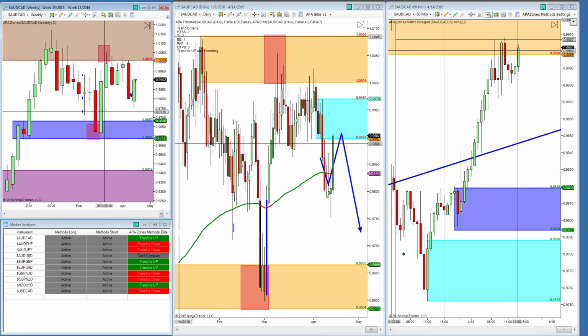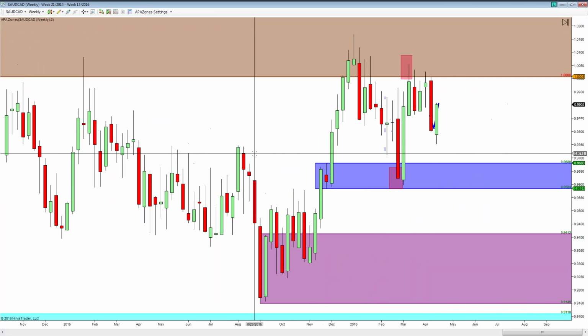zones here. So we're going to make an assumption that you know what the Apazones are, what all these colors mean of the zones, how price interacts with them, and why price changes the different colors as such. So if you don't know that, please feel free to go to our website and we will enlighten you on our trend following methodology. That being said, let's go ahead and get started here on the Aussie CAD.